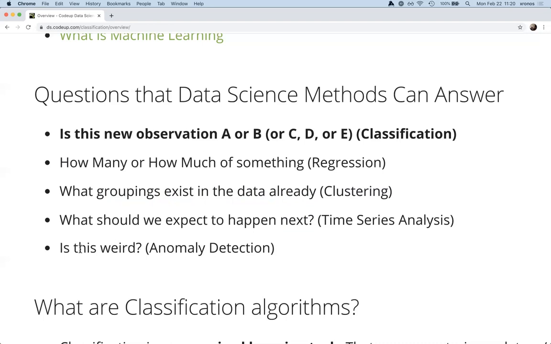A fifth question that our methods can help us answer is: is this weird? Is what I'm seeing weird?